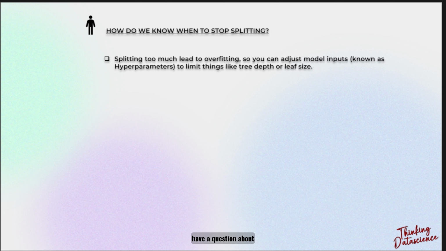Perhaps you have a question about when we should stop dividing. Splitting data excessively can result in overfitting. To prevent this, you can modify the input of the decision tree models by limiting the depth of the tree, that is the number of layers of split, or the leaf size. If a split results in too few observations in one of the leaf nodes, the leaf size can be adjusted to avoid overfitting. Here I wanted to mention something about overfitting.